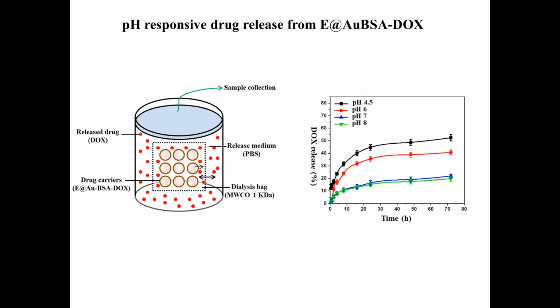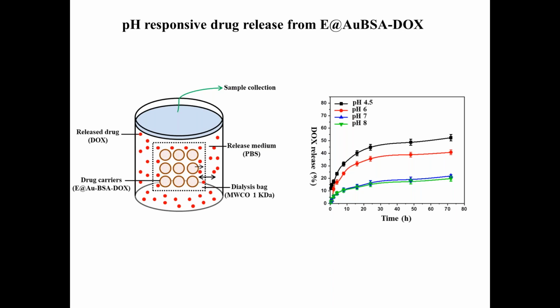Here is the pH responsive drug release from exosomes loaded with gold BSA nanoclusters and doxorubicin. We use this method to calculate the pH responsive drug release. We use a dialysis bag. We put our material in the dialysis bag and put it in a releasing medium like PBS with different pH levels. We collect samples after different time intervals and measure the doxorubicin concentration. We observed exosomes release their doxorubicin at acidic pH, which is beneficial for treatment of cancer as the pH at the cancer site is acidic.